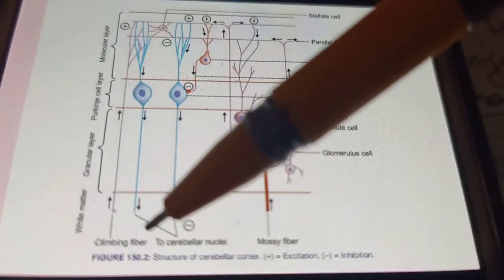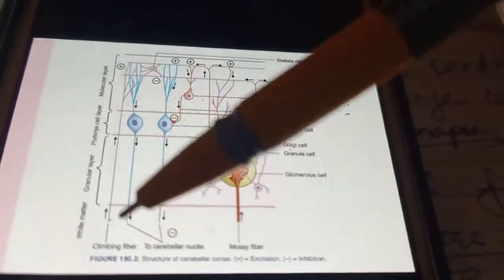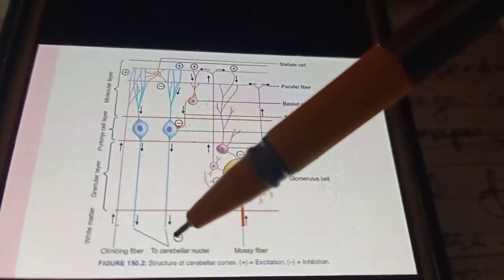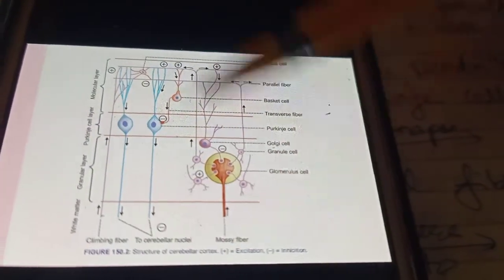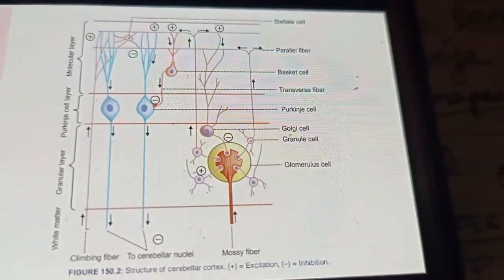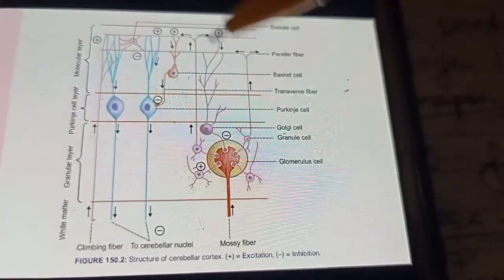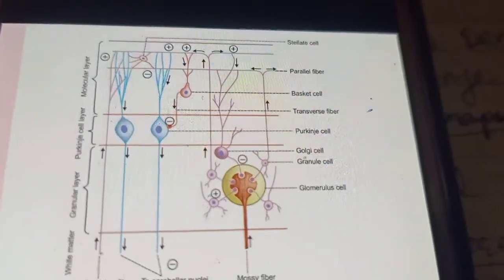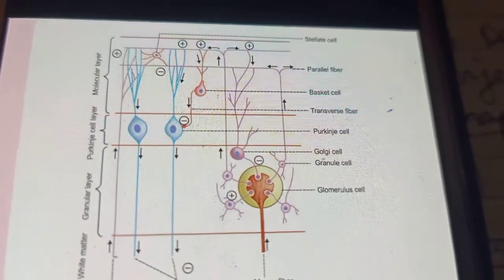Then these are the climbing fibers, okay, to the cerebellar nuclei and the mossy fibers. Okay, so this is about the grey matter. Okay, and we'll see. I'll explain you in detail, but just see. I'm just repeating the names.